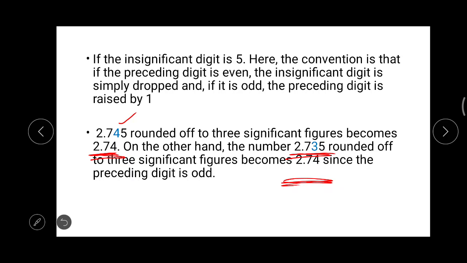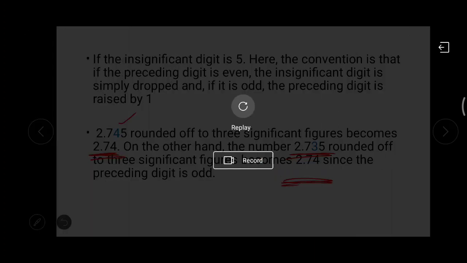So I think you are now familiar with these rounding off rules, and as well the rules for the arithmetic operations based on the significant figures. Just go through this one more time. In the textbook some more examples are given, go through that also, and study this thoroughly. Okay, then thank you.